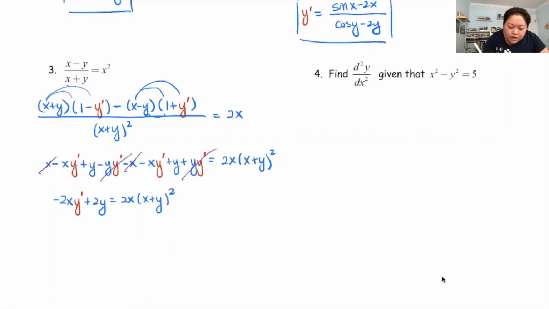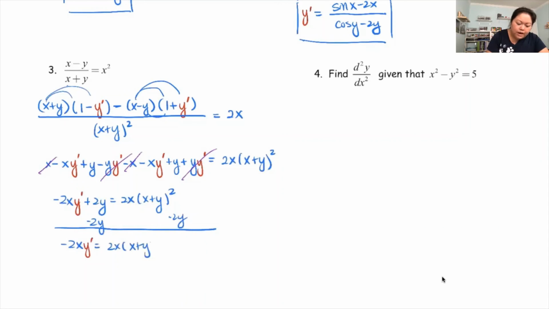Now if you notice that all the terms have a 2 as a coefficient, you can go ahead and divide that through. If you don't want to do that yet, that's not a big deal. I would just go ahead and subtract the 2y on both sides, so that the only thing left on the left-hand side has the y prime, and the right-hand side has 2x times x plus y squared minus 2y.